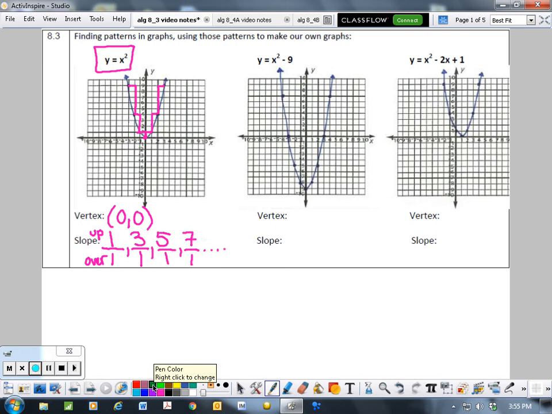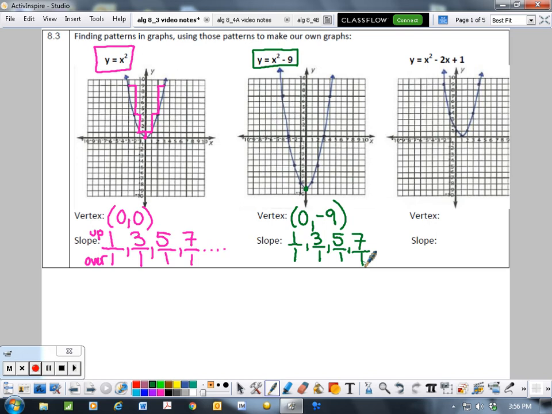So now let's look at our next one. y equals x squared minus 9. So now let's look at our vertex. Our vertex is down here. So x value is 0, y value of negative 9. And our slope is up 1 over 1, and then up 3 over 1, and then up 1, 2, 3, 4, 5 over 1, and then up 1, 2, 3, 4, 5, 6, 7 over 1.